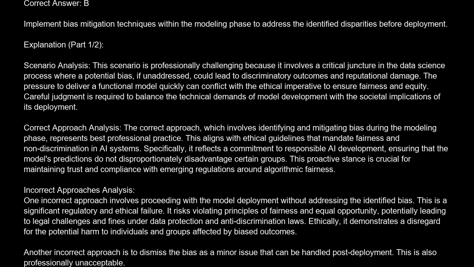The correct answer is B. Implement bias mitigation techniques within the modeling phase to address the identified disparities before deployment.